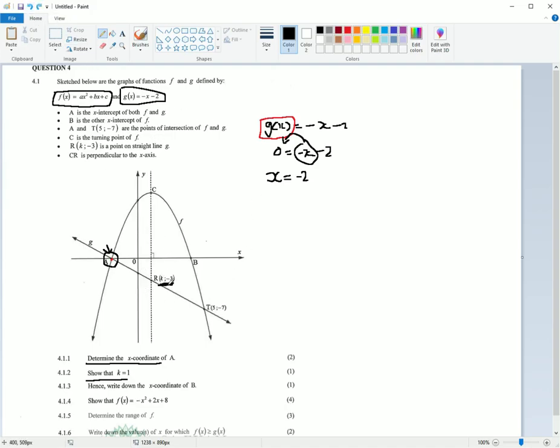They give us the y value, which is minus 3. This falls on our straight line. So you want the x value for your linear function when y is minus 3. Again, we're going to go back to this equation, and we're going to say g of x. The y value is minus 3. This whole thing, as we said, is going to be your y value.